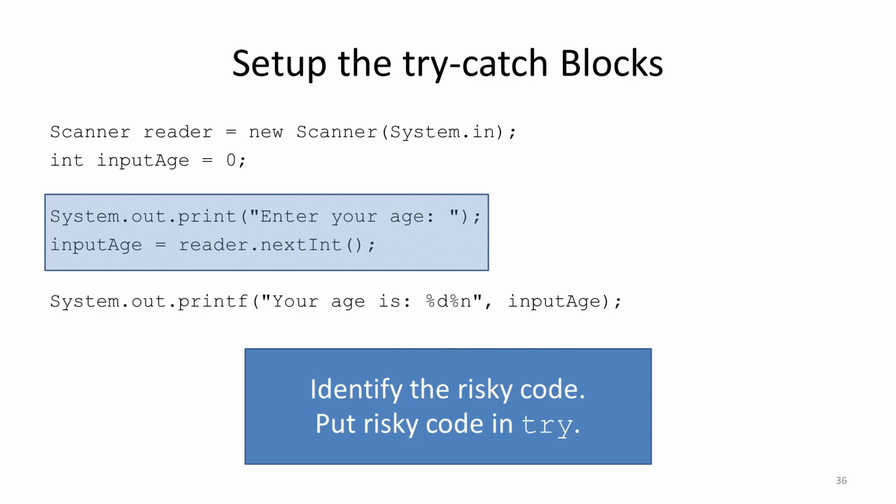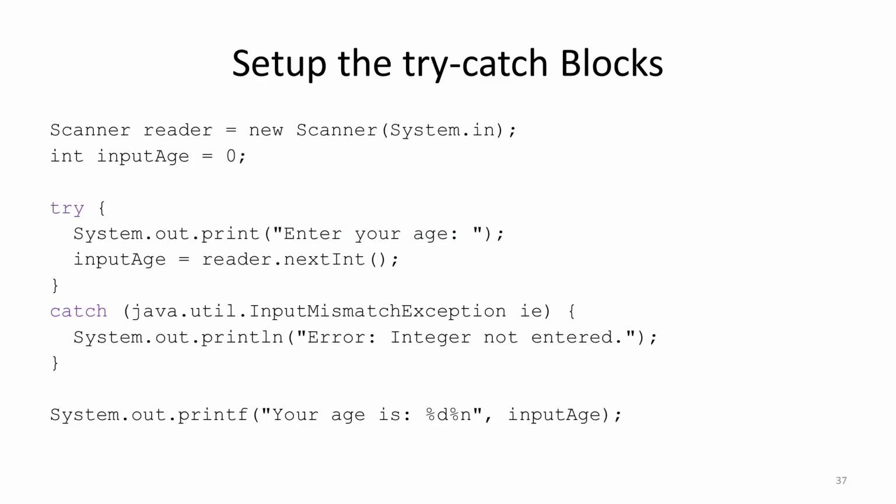Identify the risky code and also the code that is related to it. So I highlighted both the print instruction and the assignment. Even though the exception is thrown on the line with the nextInt method, I'll also include the print instruction because that is related to the nextInt. That's the prompt to the user. So I'll take these two lines for now and I'll put those in a try block. And then after the try block, I'll have my catch.